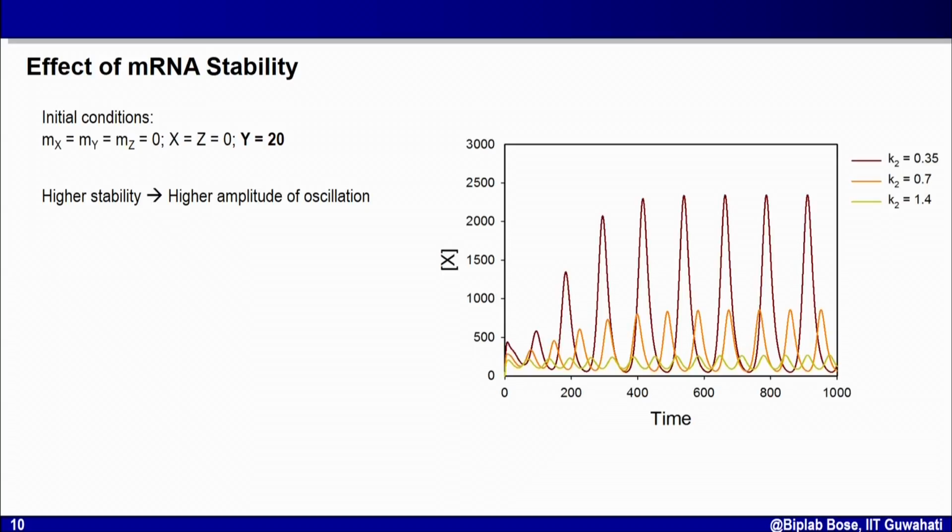In this, when I get oscillation, our K2 is at 0.35. Now I want to increase K2. So that's what I am doing. I am increasing K2 towards 0.47, then 1.4. If I increase K2, that means mRNA will become less stable, right? Because K2 is the rate constant for degradation of the mRNA. So if I increase K2, more and more mRNA will get degraded. So as I increase the rate constant for degradation of mRNA, I can see the amplitude of oscillation is decreasing. That means if I have higher stability of mRNA, then I have higher amplitude of oscillation.